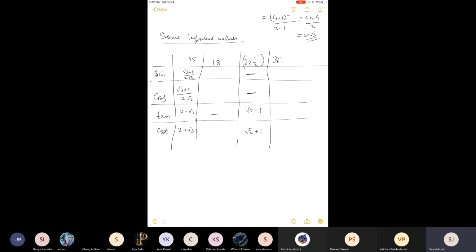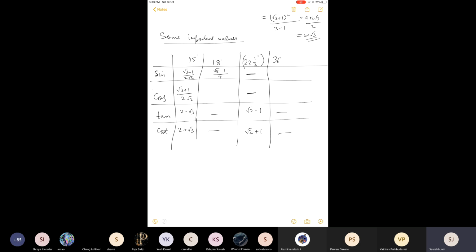Now tan 18, cot 18 not required. Sine 18 degree, we have not solved it till now. We will prove how it comes. Sine 18 is root 5 minus 1 upon 4. A little bit difficult to learn these values of 18 and 36, they may take some time, but sooner or later you will learn them.